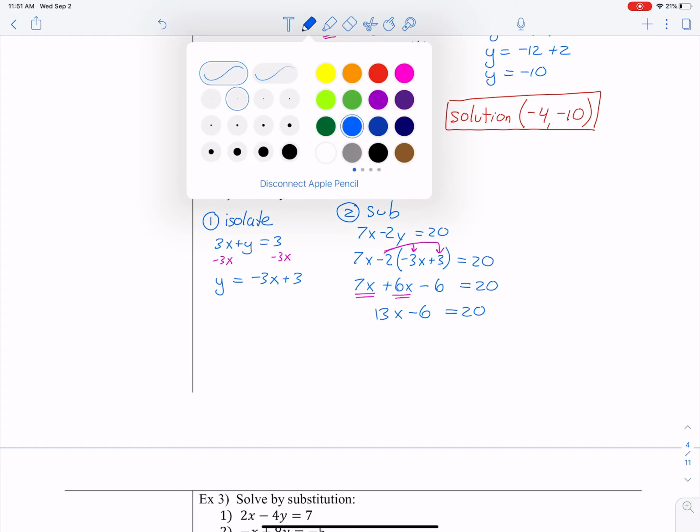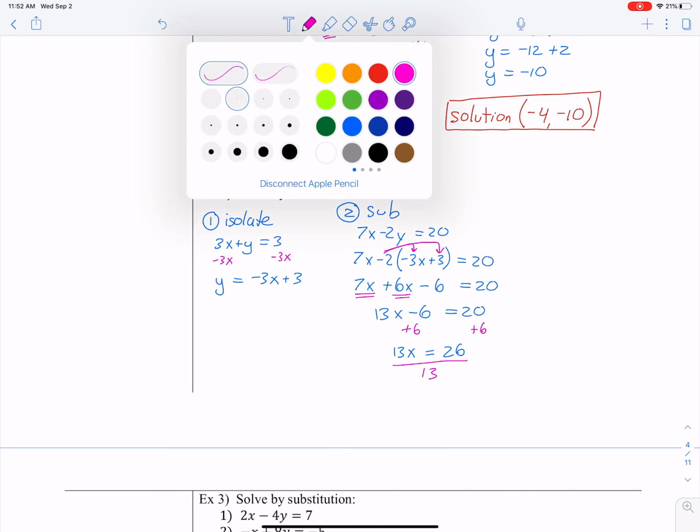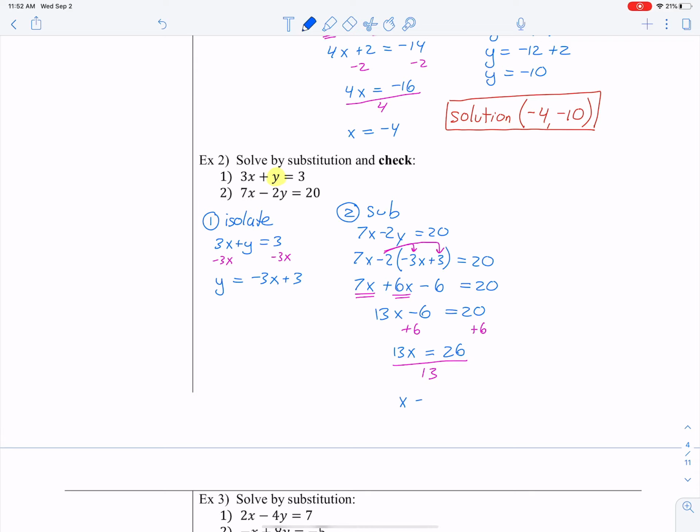Then we need to move that 6 to the other side, so we'll add 6 to both sides. So we get 13x is equal to 26. And then we want the x by itself, so we'll divide everything by 13. We get x is equal to 2. Okay.